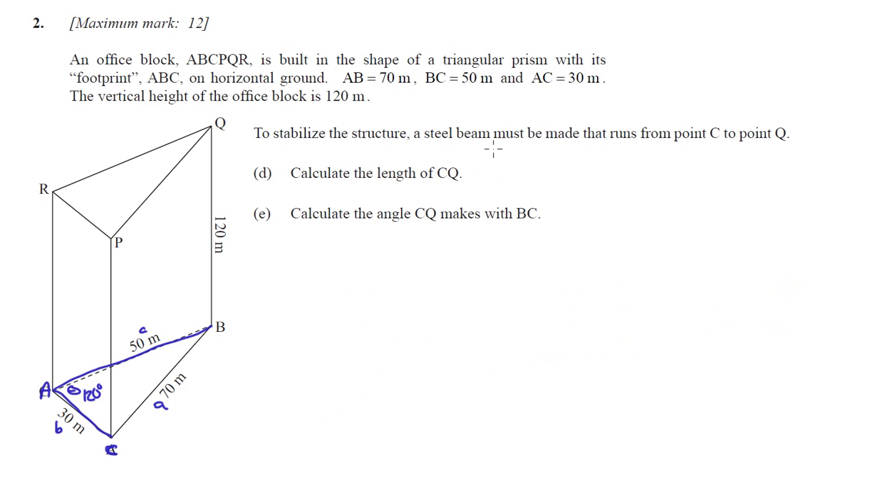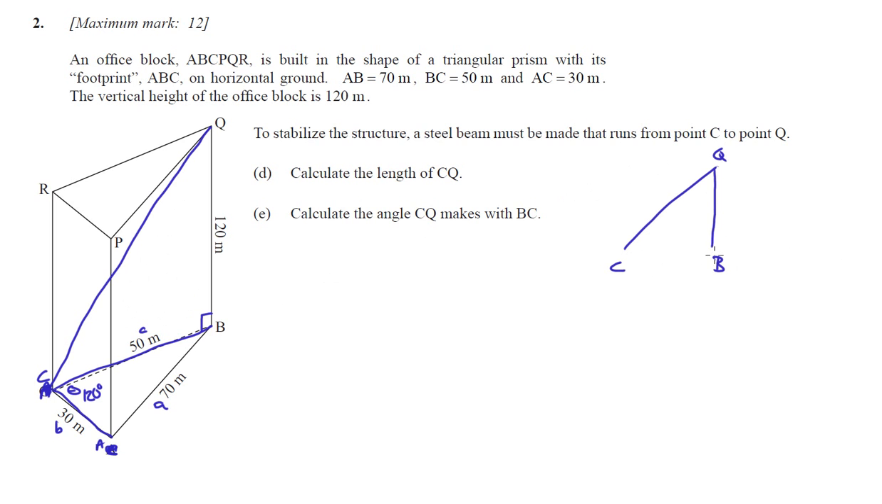To stabilize a structure, a steel beam must be made that runs from point C to point Q. So remember, this is our actual point C here, and this is our actual point A. We'll move those back now that we're done with that formula. So C to Q is this length right here, right? Since this is a rectangular prism, we know that this is going to be a right angle here. So if we redraw that triangle here, we've got C, B, and Q, right?